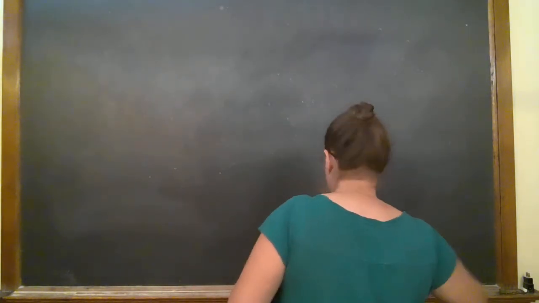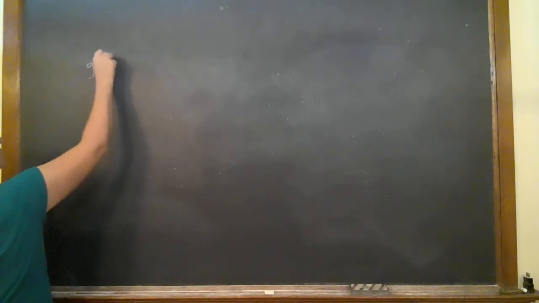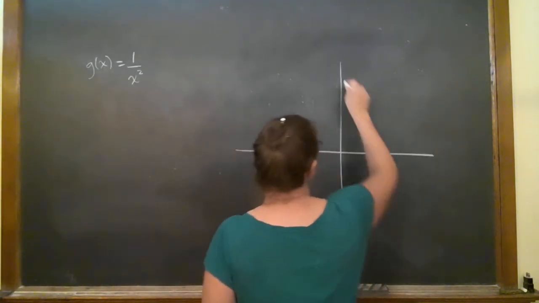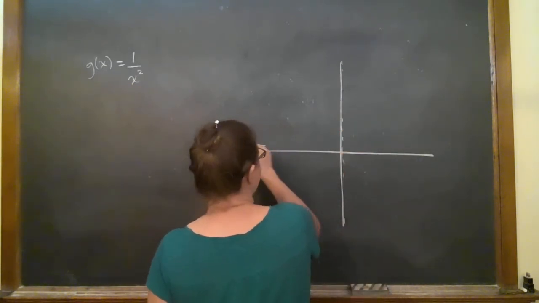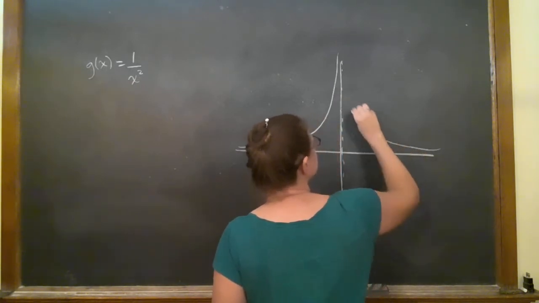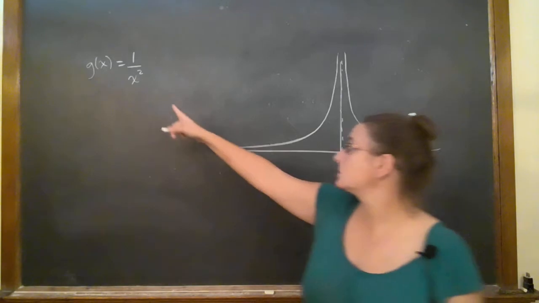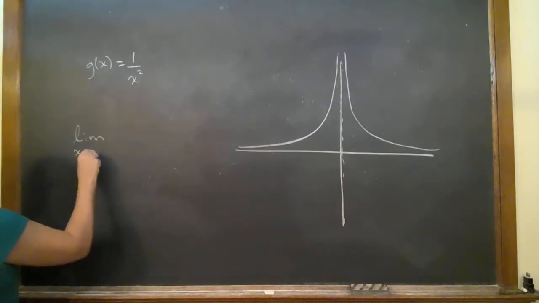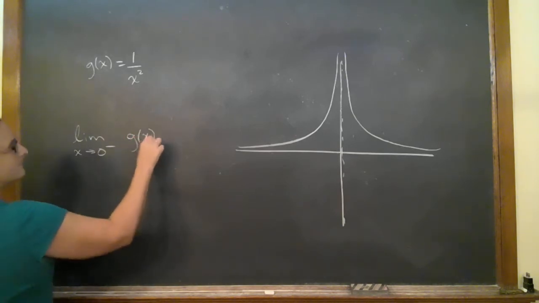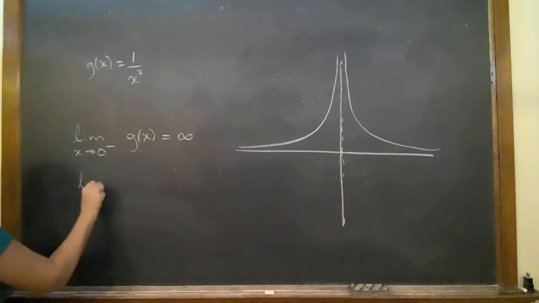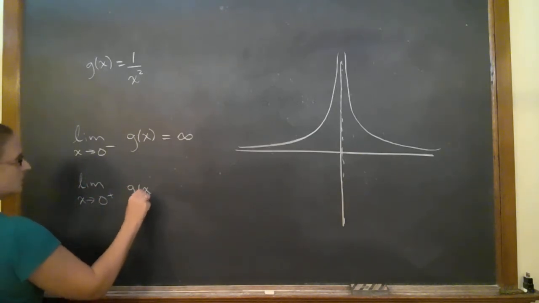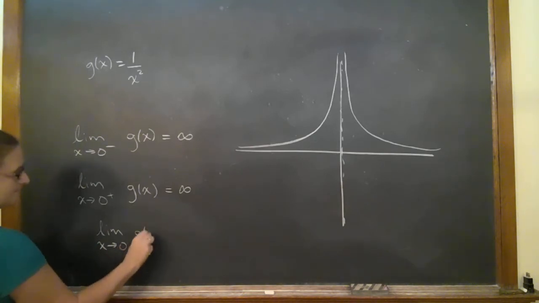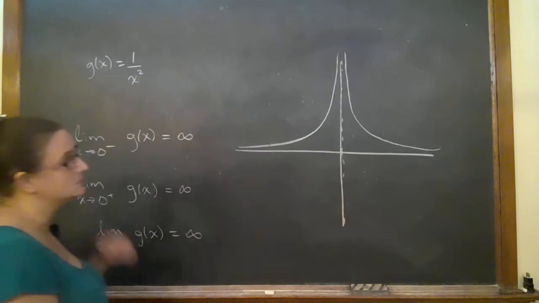If I did, for example, the function, let's call it g of x equals 1 over x squared, this function, of course, blows up at 0, but both sides are blowing up positive because it's x squared, so everything's positive. So in this case, since I can write that the left-hand limit is infinity or grows without bound, and the right-hand limit also grows without bound, I can make the statement that the two-sided limit at 0 is infinity. It's growing without bound.